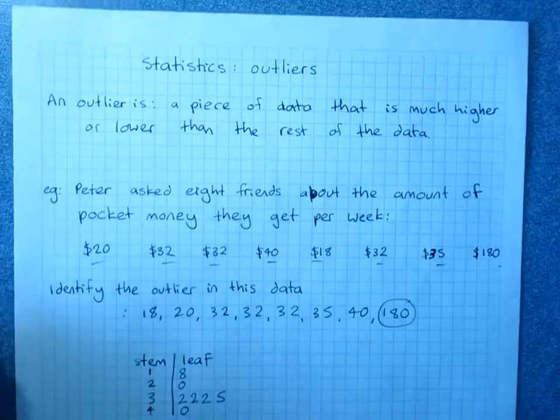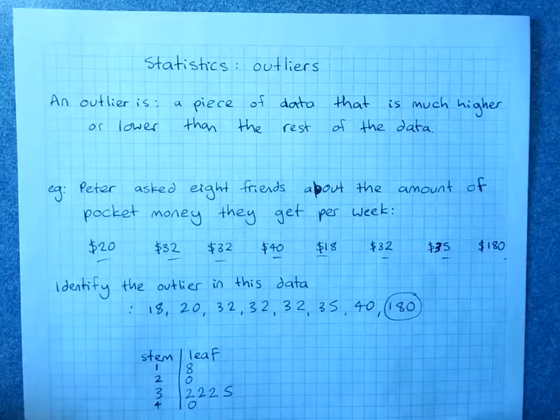So sometimes we might want to leave an outlier out if it was going to make it really hard to graph.